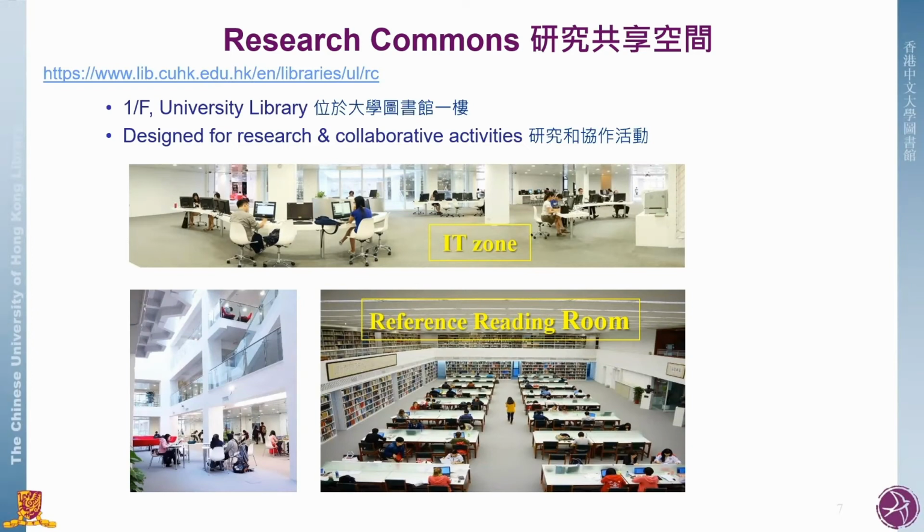The Research Commons on the first floor of the University Library is innovatively designed and specifically zoned to meet the research needs of postgraduate students, researchers, and faculty. It consists of an IT zone, a quiet reference reading room, and spaces for quiet reading and discussion.